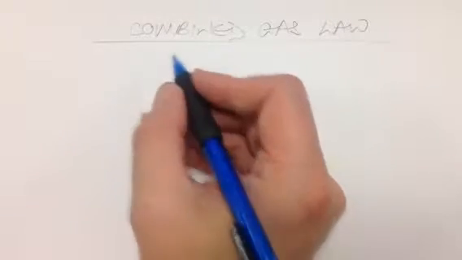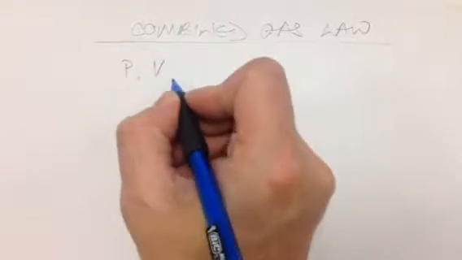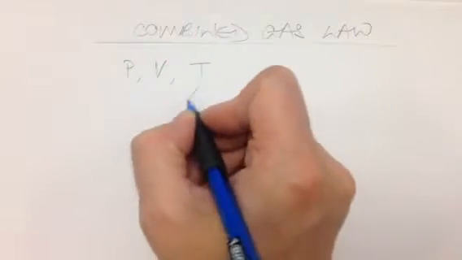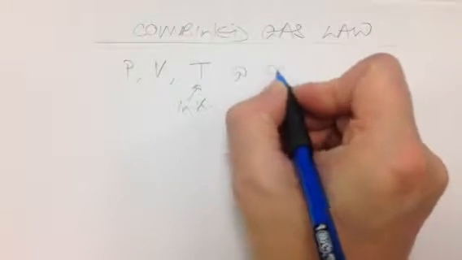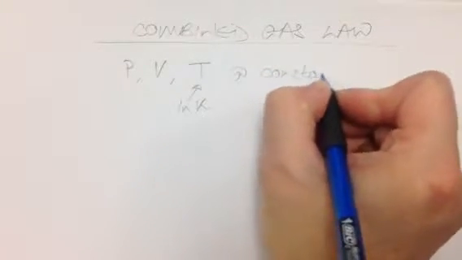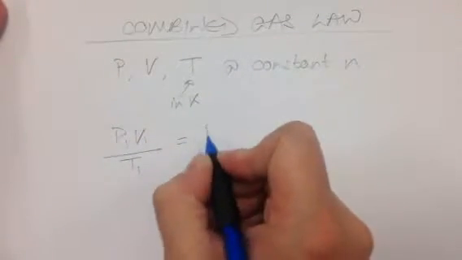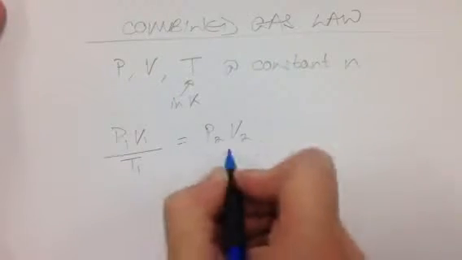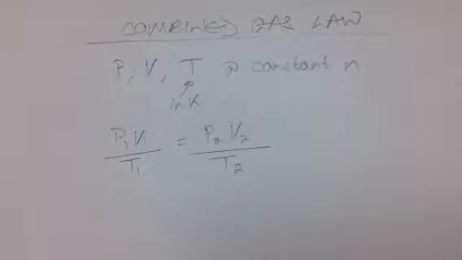Now let's look at the combined gas law. The combined gas law is the relationship between pressure, volume, and temperature, which remember must be in Kelvin, at constant amount of gas, which we call n. So we have three things changing, and our equation is P1 V1 over T1 equals P2 V2 over T2. So let's take a look at this.